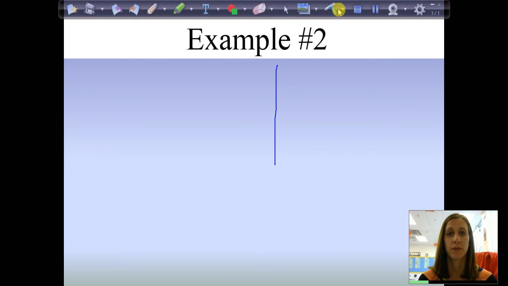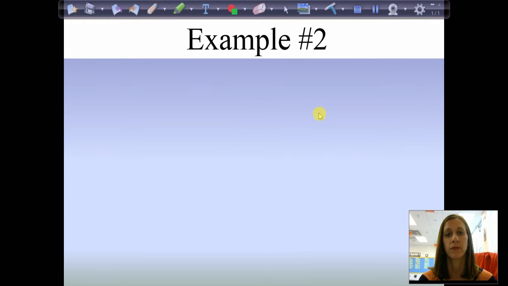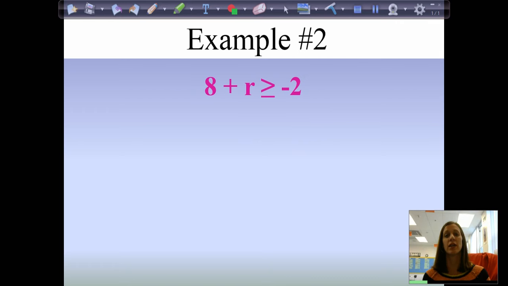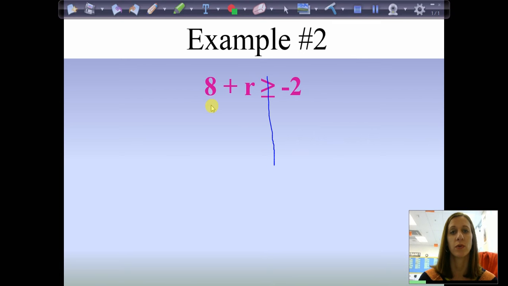Example 2. Eight plus r is greater than or equal to negative 2. So again, you may want to draw a line down your inequality sign. What we do to one side, you do to the other. We're going to cancel 8 by subtracting 8.